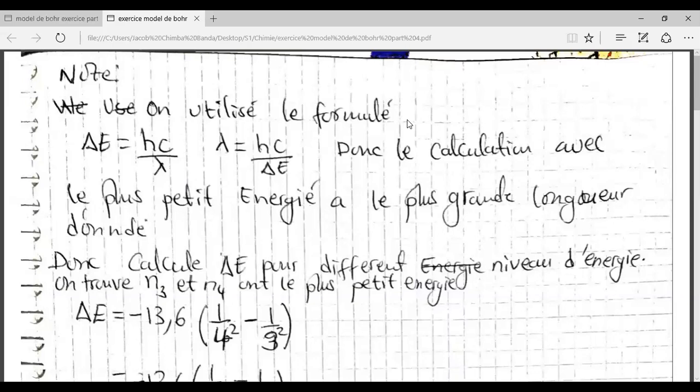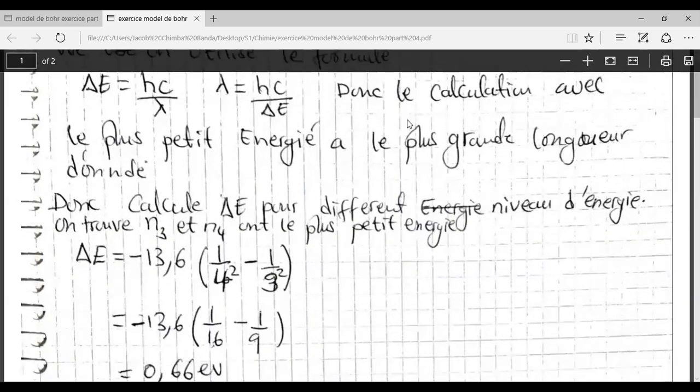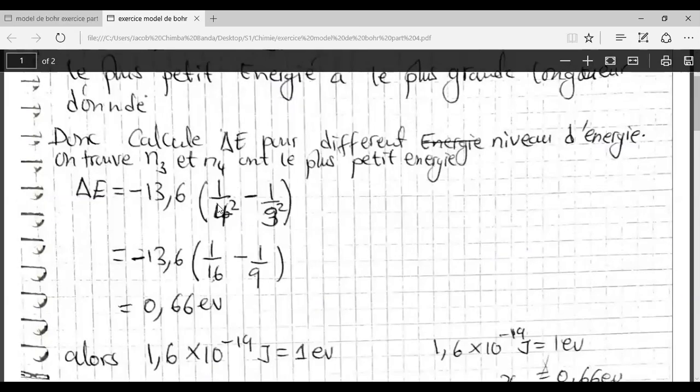So for this one, to find the energy level which has the highest wavelength, you should get those which are going closer to zero, the N3 and the N4. Most of the time you get N3 and N4 if they say calculate the one which has the highest wavelength. So when you do your calculations, you see it to be 1/4² minus 1/3².